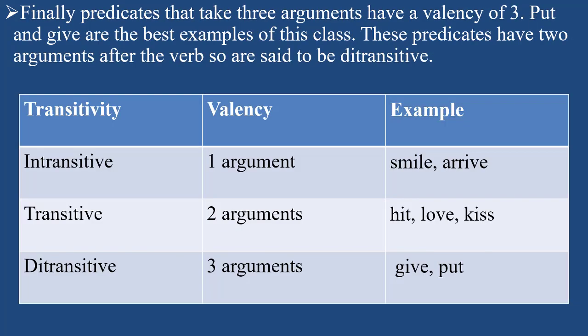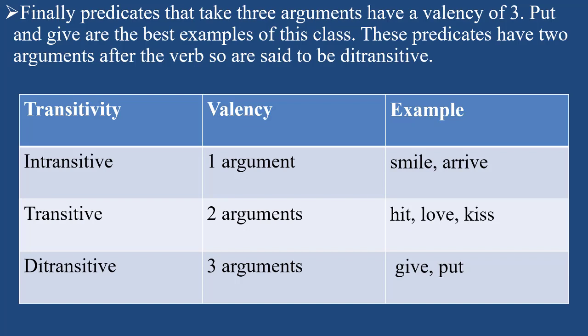Finally, predicates that take 3 arguments have a valency of 3. Put and give are the best examples of this class. These predicates have 2 arguments after the verb, so they are said to be ditransitive. We say ditransitive because they require 3 arguments and they have a valency of 3.